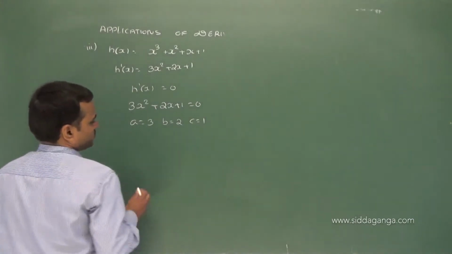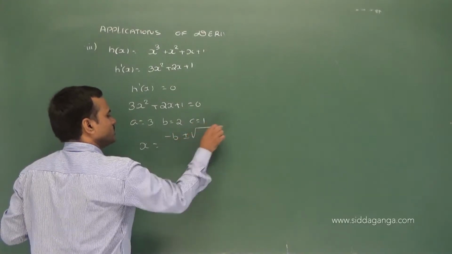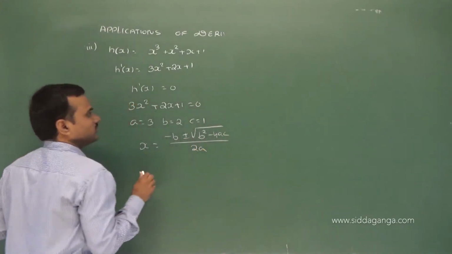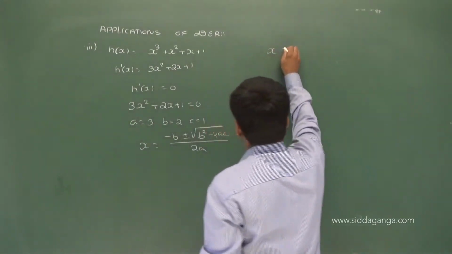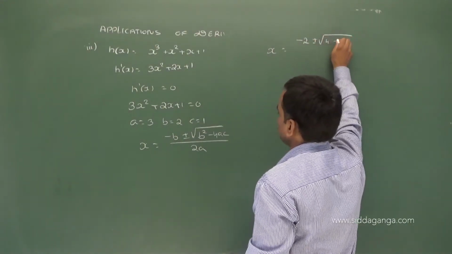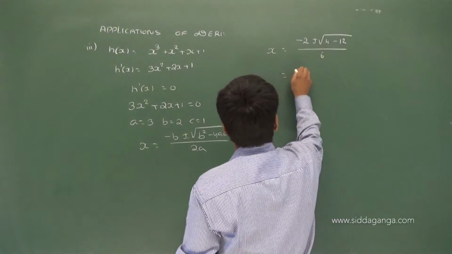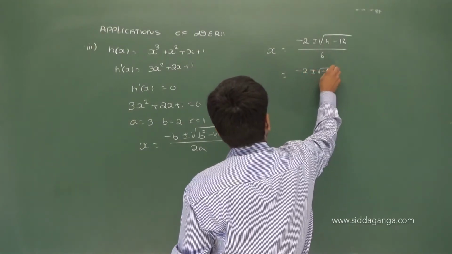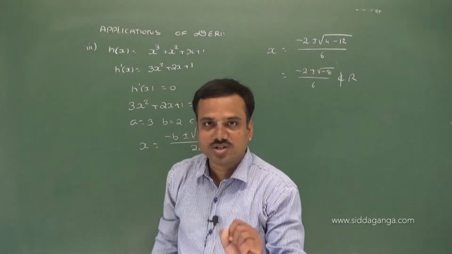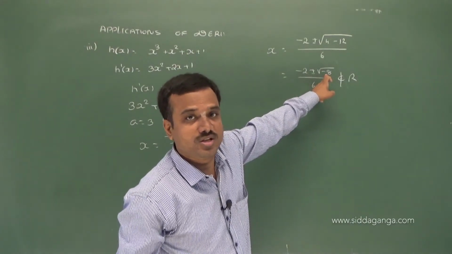So factorization is not possible. That's why I use the Sridharacharya formula: x equals minus b plus or minus square root of b square minus 4ac, divided by 2a. Correct now? So x is equal to minus 2 plus or minus square root of 2 square is 4 minus 4ac, 4 threes are 12, so 4 minus 12 is minus 8, divided by 6. This does not belong to R. Why does it not belong to R? It gives an imaginary value, square root of minus 8 does not belong to R.